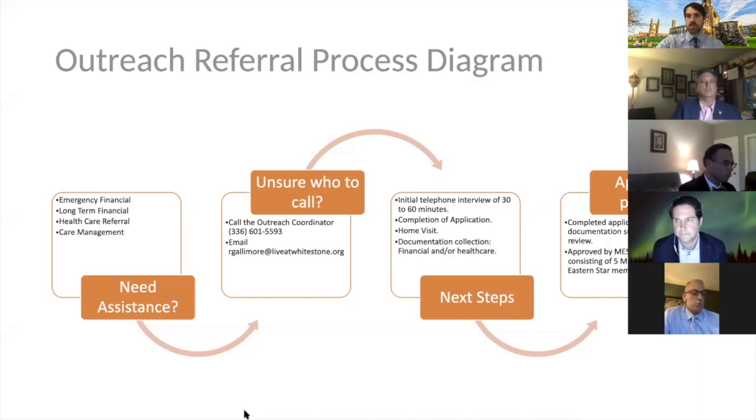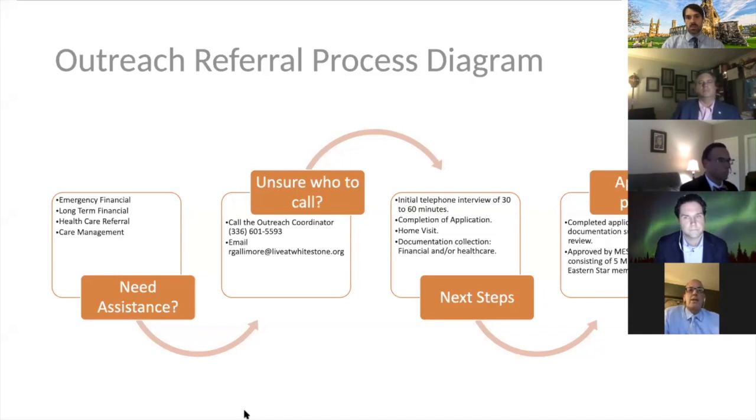And the phone number is 336-601-5593. And our outreach coordinator is Rebecca Gallimore. Rebecca stepped into this role just a few months ago, but has been working with Whitestone for the last 3 years. And so this is a newer role to her, but she's really hit the ground running and is doing well. So you could also email Rebecca at rgallimore@liveatwhitestone.org.